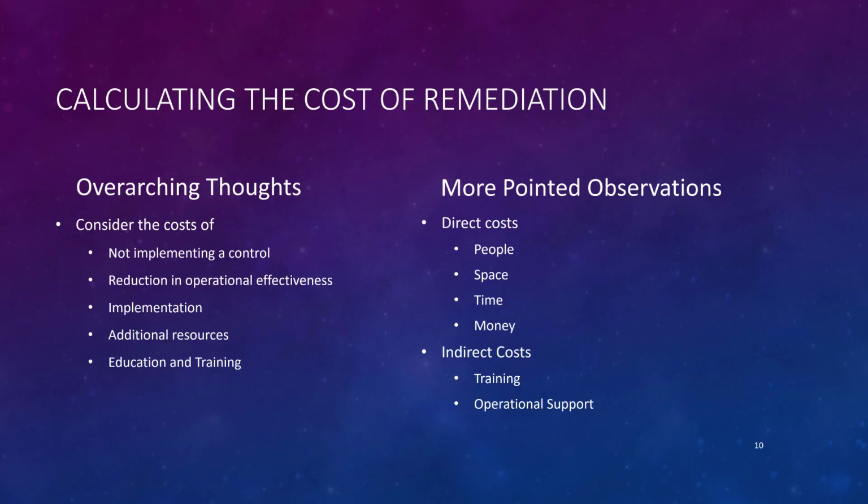As you're looking at this, the last thing we're going to talk about is you have to look at calculating the cost of a particular control. And so, what's the cost if you don't implement it? Are you going to bear other costs? Is there an effect on operational effectiveness associated with a control? The actual implementation costs, other resources, space, time, money, people. And then you've always got to have an education, training, and awareness campaign, hopefully associated with the control so that the appropriate people know what's going on.